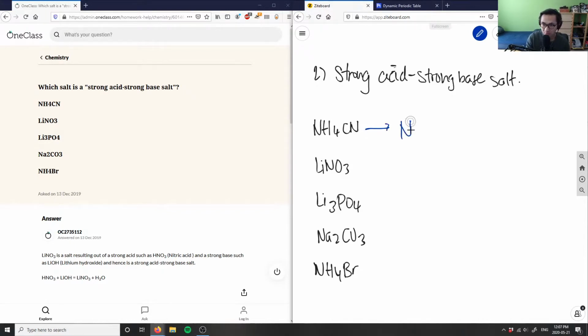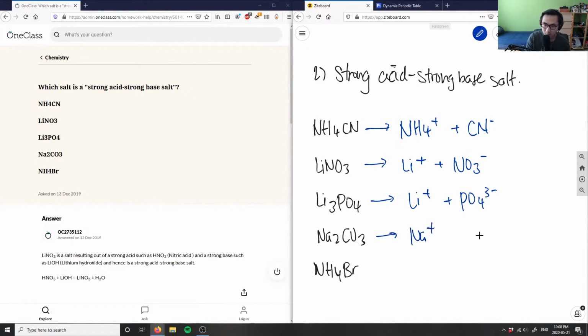So this guy would be NH4 plus CN minus. This guy here is simply Li plus NO3 minus. This guy here is Li plus PO4 3 minus. This guy is Na plus CO3 2 minus, and I'm going to balance these guys as well. Let me write these down. That's a 3, and these are balanced. That's good. I have NH4 plus and Br minus.